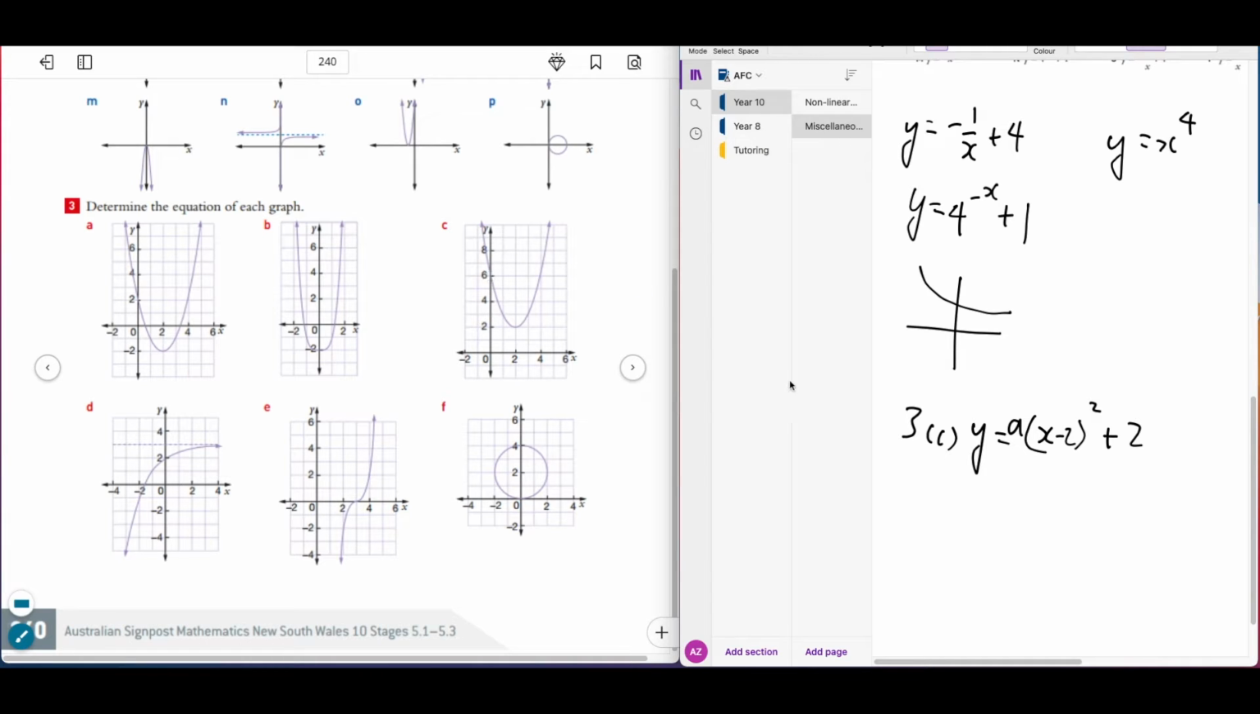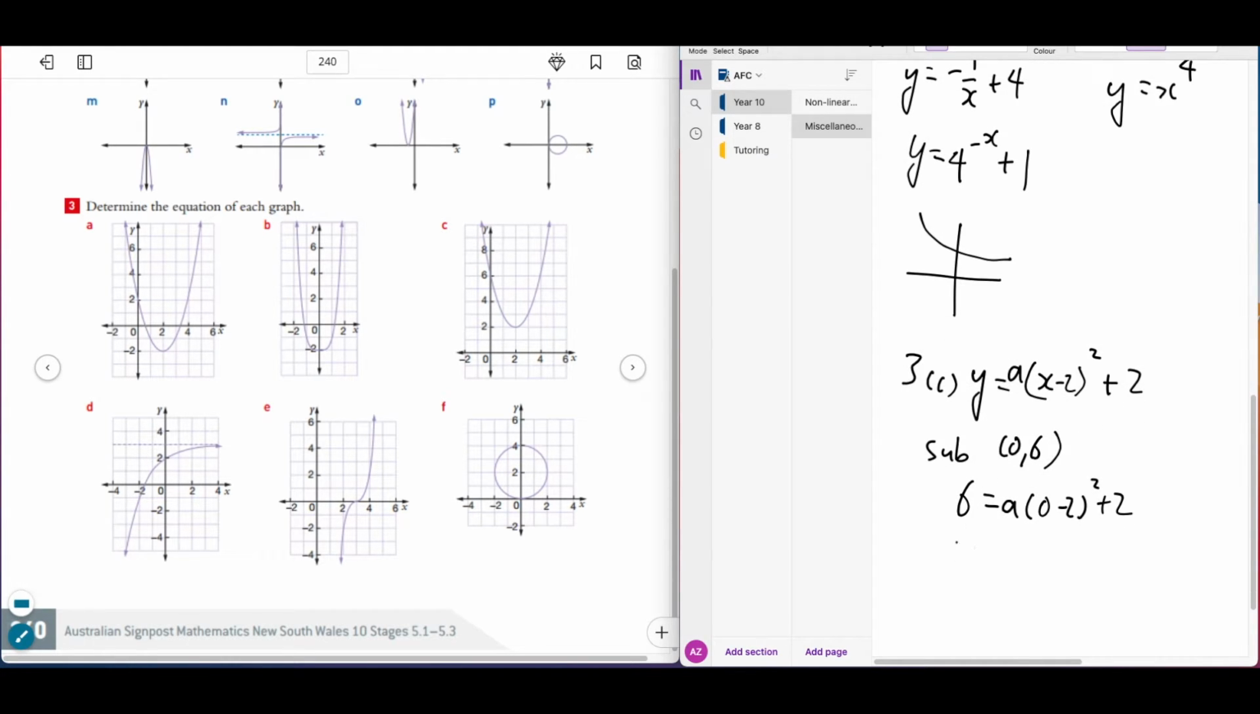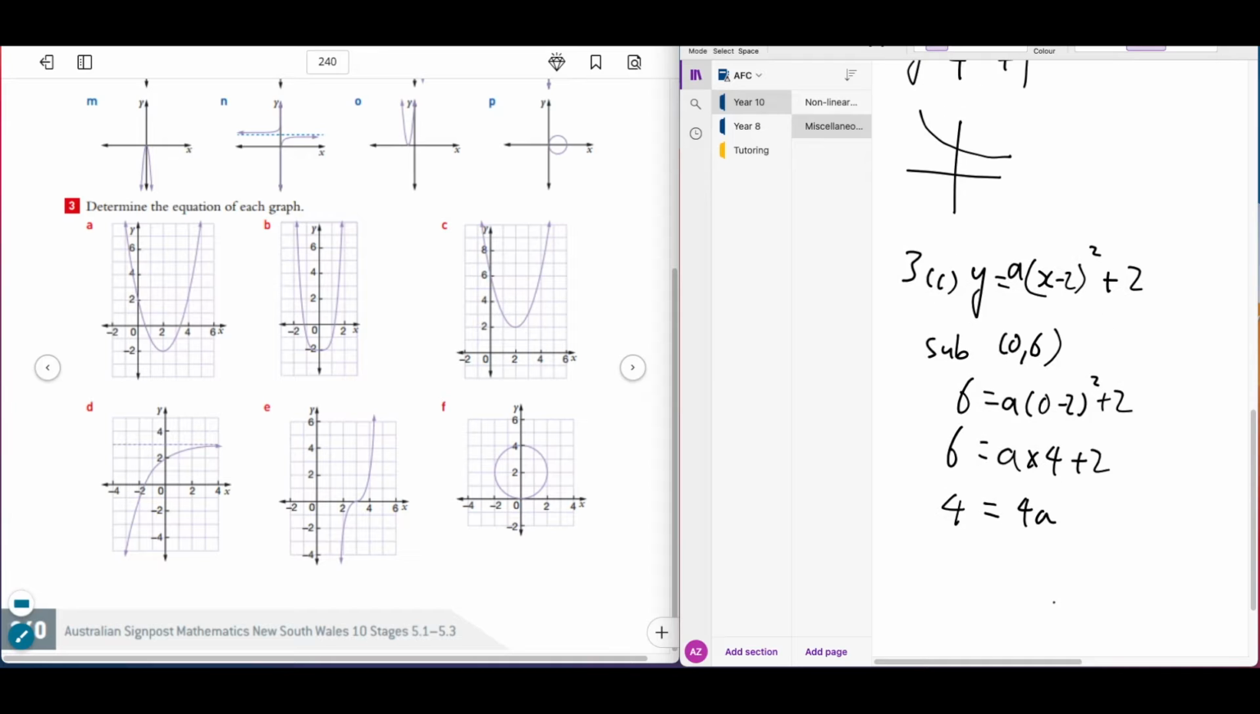So the y-intercept. So sub 0, 6 into the equation. So then you get what? So 6 becomes y, a(0 minus 2) squared plus 2. So then what should you get? 6 is equal to a times 4 plus 2. So then you get what? So then 4, you take away 2 from both sides, is equal to 4a. A equals 1.